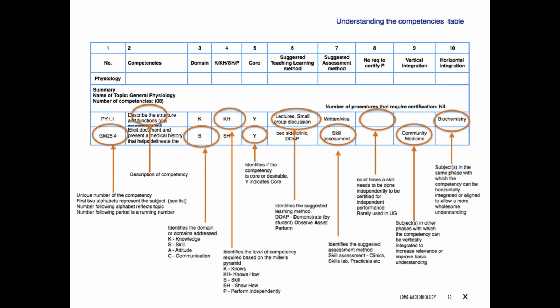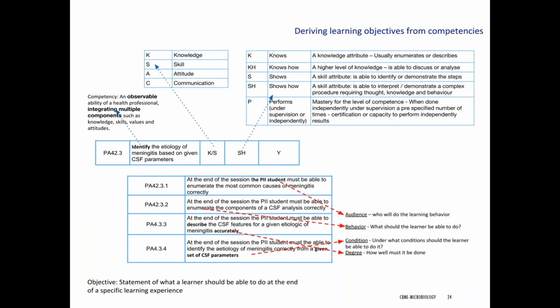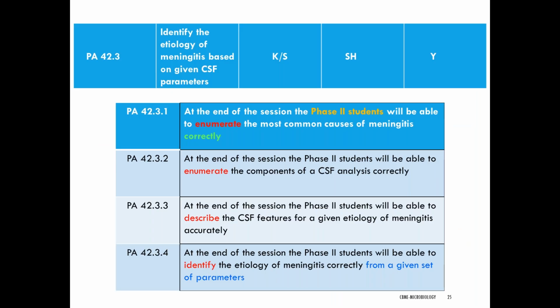So this is a very simple and a very nicely made competency table, which will help us a long way while we are designing our objectives henceforth, in the next few weeks. So here is one competency: identify the etiology of meningitis based on given CSF parameters. Henceforth we will be working on the subcompetencies given in the competency booklet. So let us take this example, and here it goes.